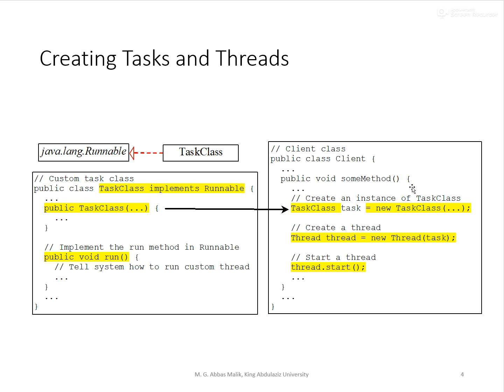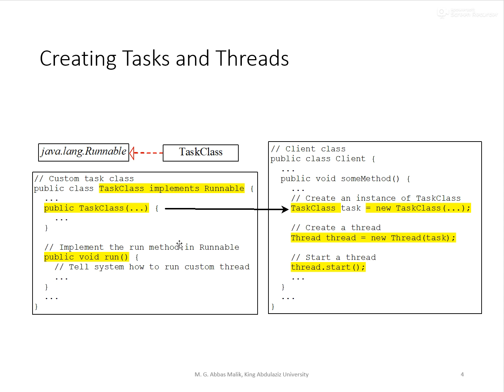Now, let's say we have another class over here. This one's called client, and inside we have some method. Inside of that method, for example, we are creating an instance of the task class called task using its constructor, and the constructor is called just like the constructor for any other class that you might create.